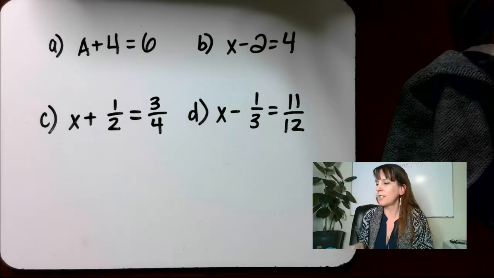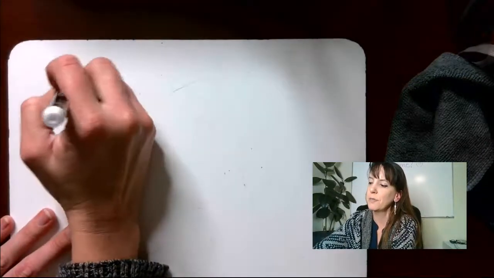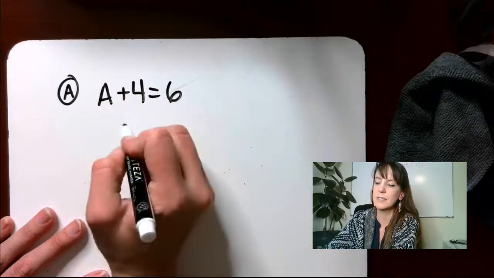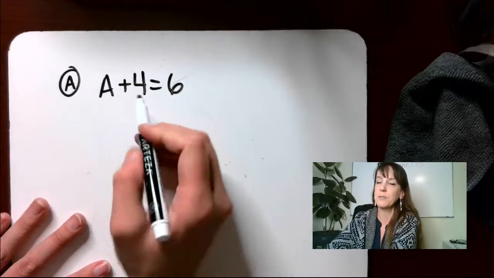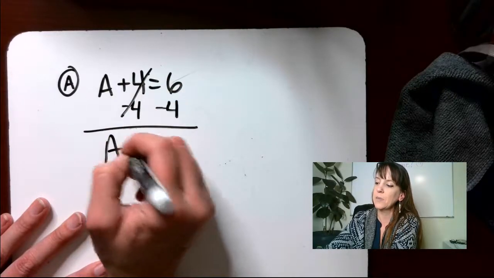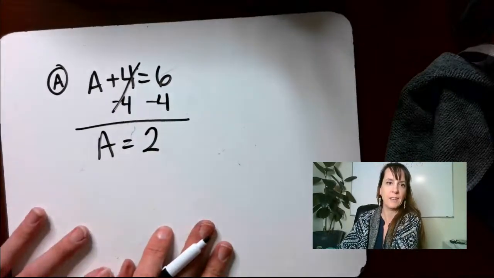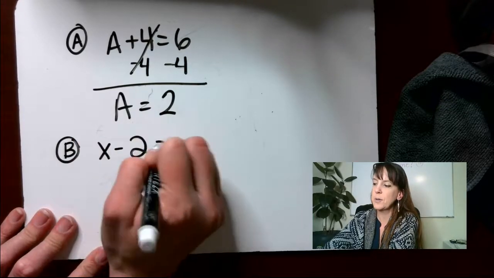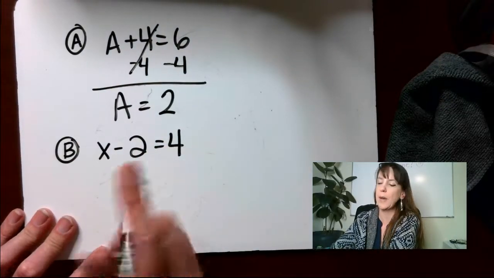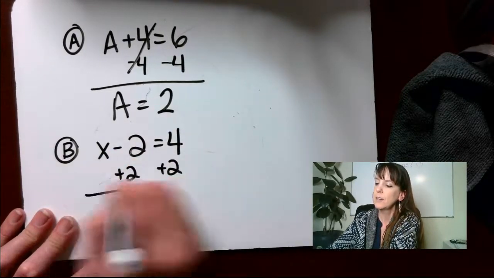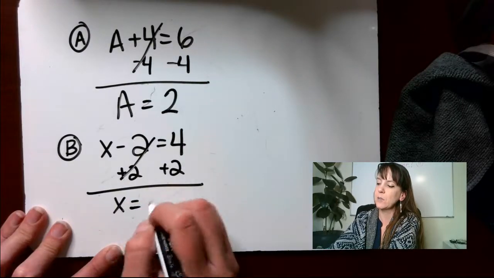Okay, so let's start with A. For A, we have a plus 4 equals 6. So we have to do the inverse of 4. We're going to minus 4 from both sides. A equals 2. Okay. So for B, what we're going to do is x minus 2 equals 4. The inverse of subtracting is adding, so we're going to add 2 to both sides. We end up with x equals 6.